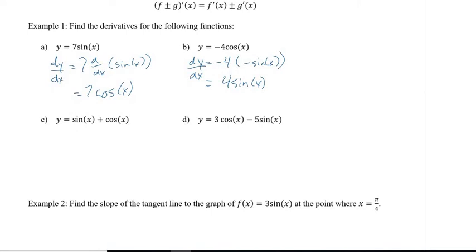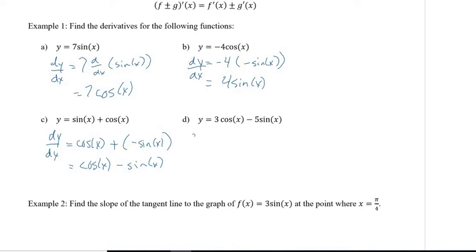For sine x plus cos x, that's just the addition rule that we already know and love. So dy by dx, we're just going to differentiate each term individually. Sine x becomes cosine of x, and then cosine of x becomes negative sine of x. So that just becomes cos of x minus sine of x.